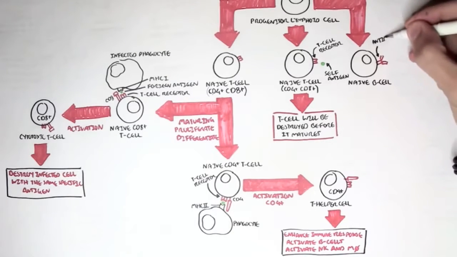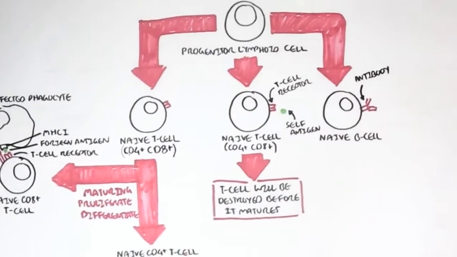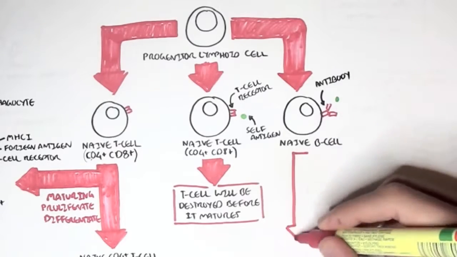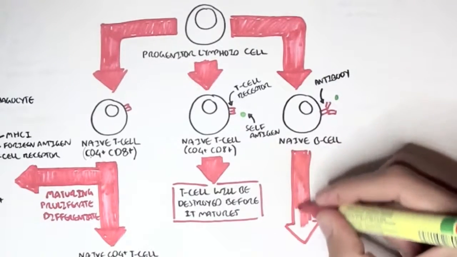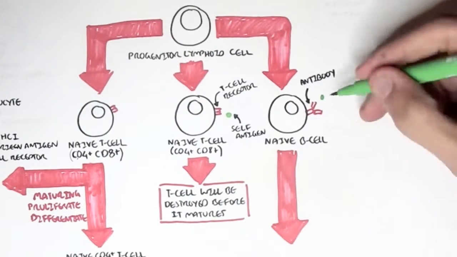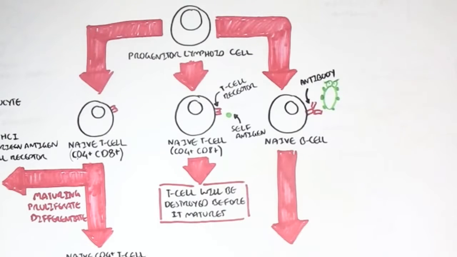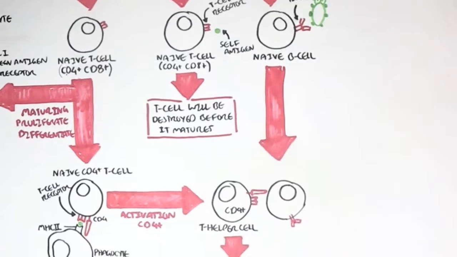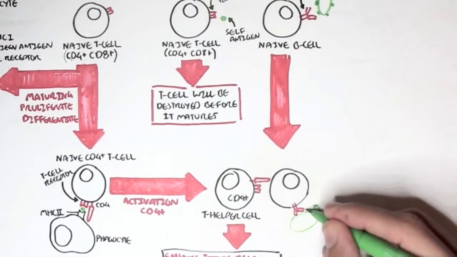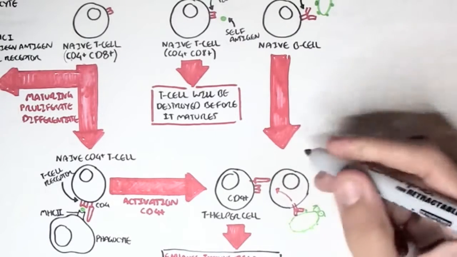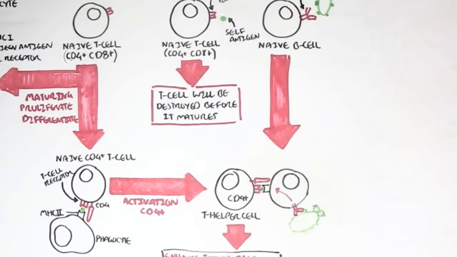Naive B cells have antibodies when they become naive B cells from the progenitor lymphoid cell. The naive B cell's antibodies can recognize specific antigens of a pathogen. So, for example, this naive B cell will recognize this antigen of this specific bacteria, and this will cause the naive B cell to engulf the pathogen, process it, and then present this foreign antigen on an MHC class 2 to the activated T helper cell.